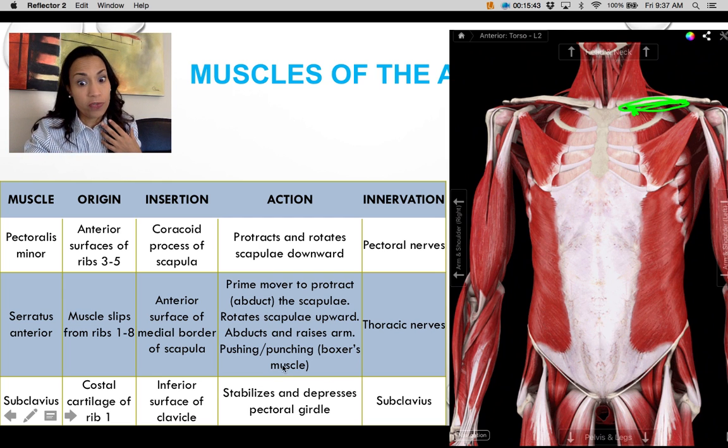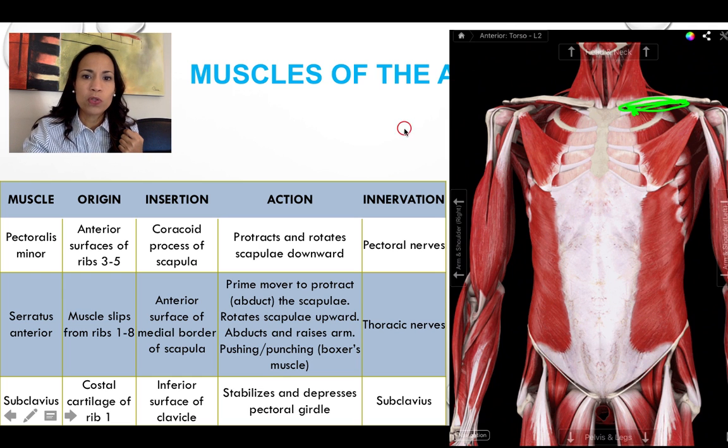And the innervation is very easy. The subclavius nerve innervates the subclavius muscle. The pectoral nerve innervates the pectoralis minor. So the only one that maybe doesn't make too much sense is the thoracic nerves, that are in the thorax, innervating the serratus anterior.